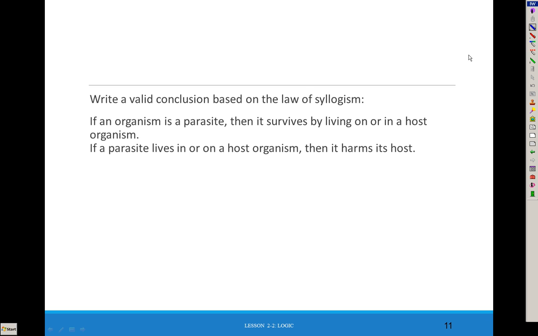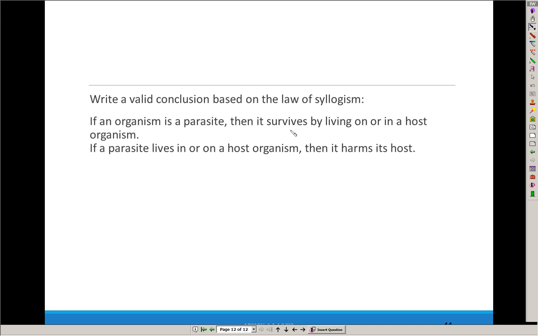Last example. If an organism is a parasite, then it survives by living on or in a host organism. Well, if an organism is a parasite, that's P, then it survives by living on or in a host organism, that's Q. Then it says if a parasite lives in or on a host organism, then it harms its host. Well, what's the hypothesis here? A parasite lives in or on a host organism? That's the exact same thing that Q just said.